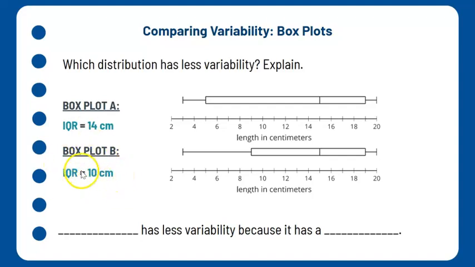The IQR measures the difference between the median of the second half of the data, Q3, and the median of the first half, Q1, of the data. So it's not impacted by the minimum or the maximum values of the data set. It's a measure of the spread of the middle 50% of the data. So box plot B has less variability because it has a lower IQR.